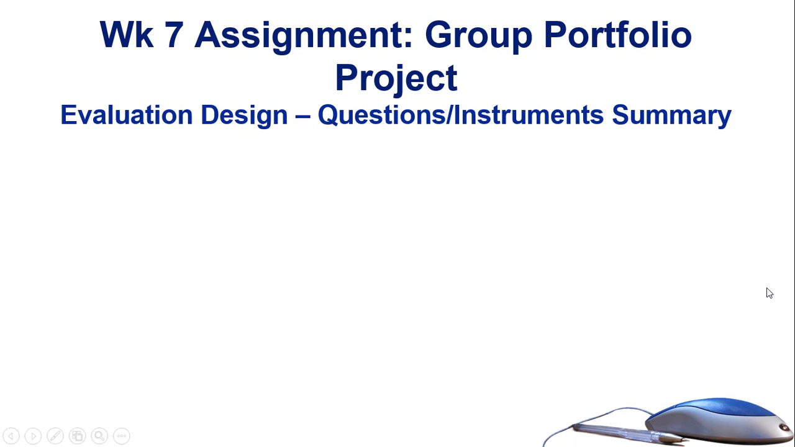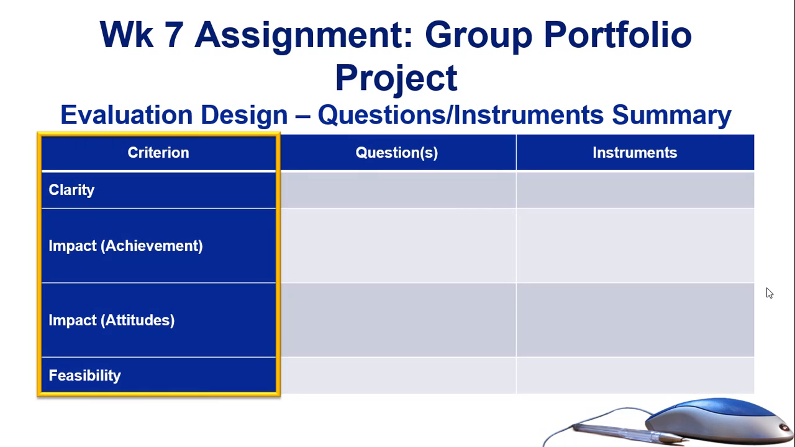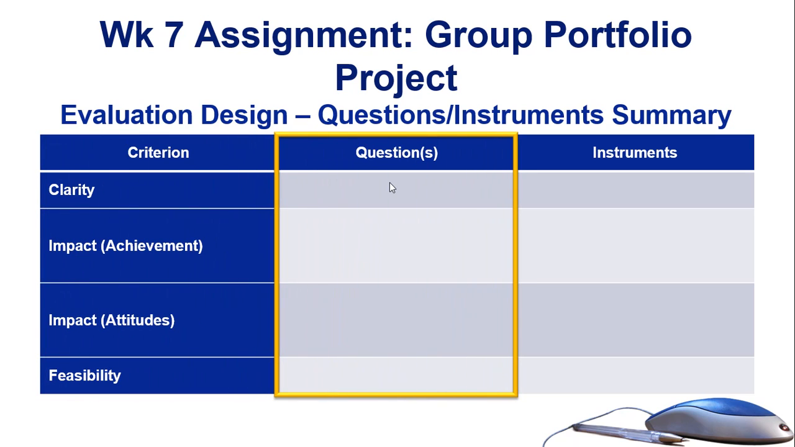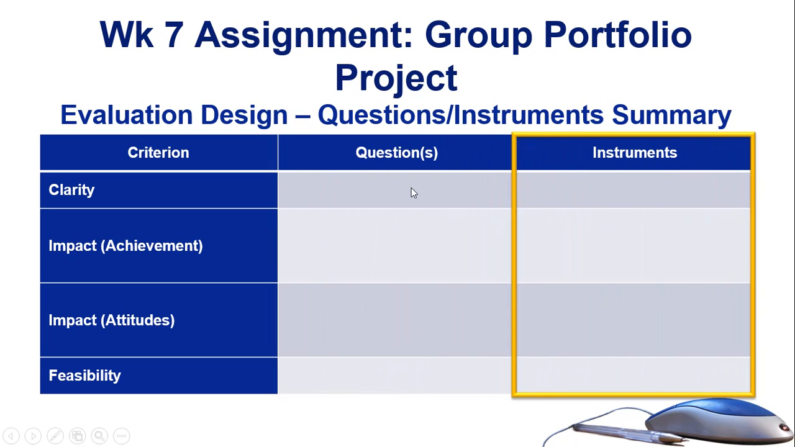So for your questions and instrument summary, what we want to see is a table that includes the criterion, and this criteria here comes from the textbook. These are the recommended criteria for one-to-one evaluations. Then for the questions, you will include the evaluation questions per criterion. And then finally, the instrument section, you basically just list the instrument that you will use to collect the data to answer the questions for each criterion.